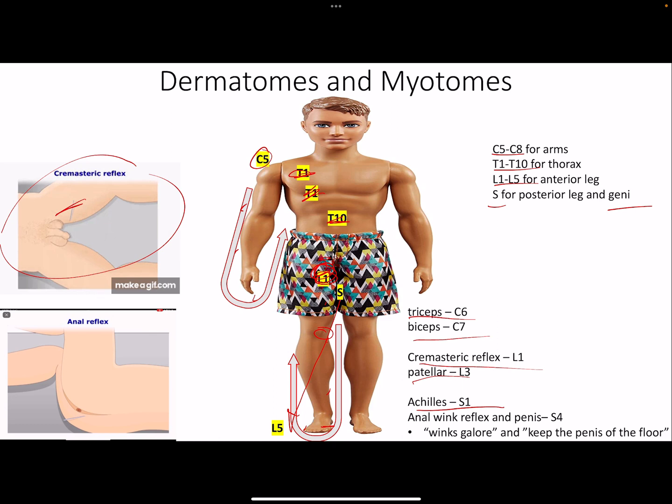They say S2, S3, S4 keeps the penis off the floor. And then also winks galore. So knowing the associations there is good. Also point and shoot. Parasympathetic and sympathetic. The erection point is parasympathetic innervation. Sympathetic shoot is going to be, well, just there, the sympathetic innervation.